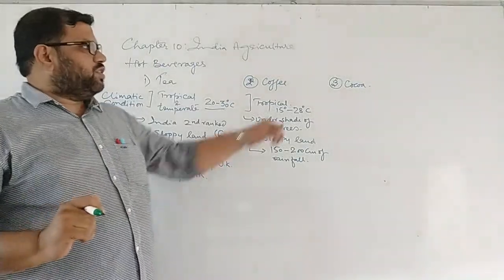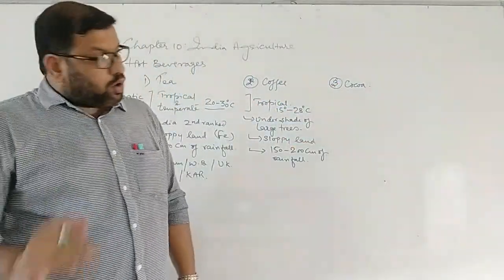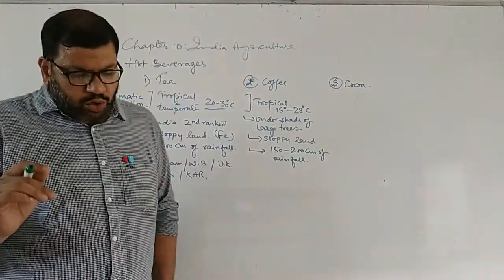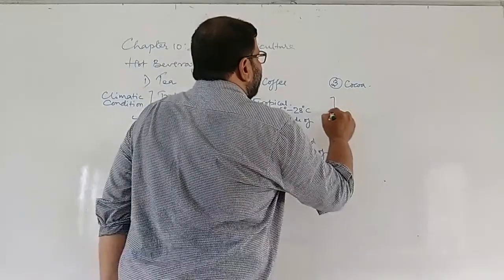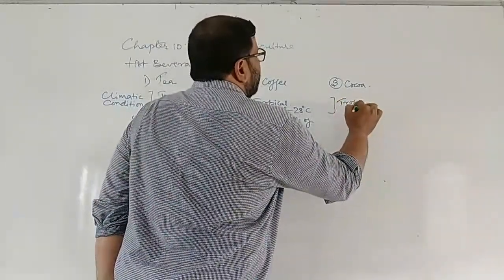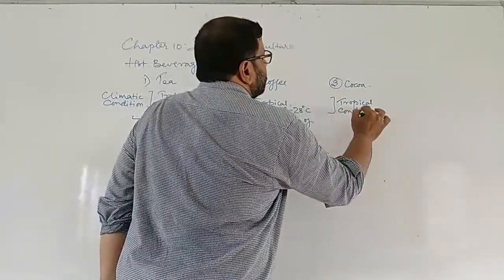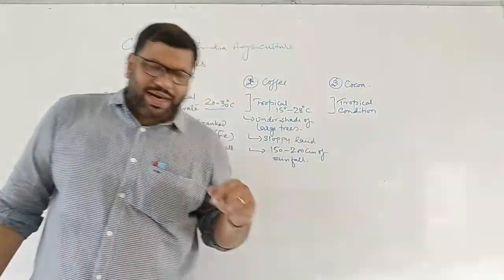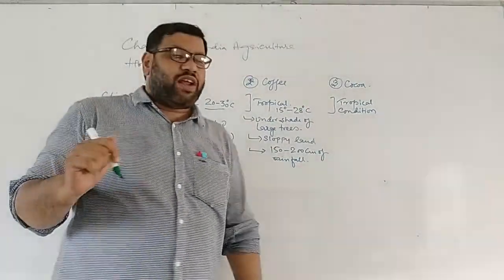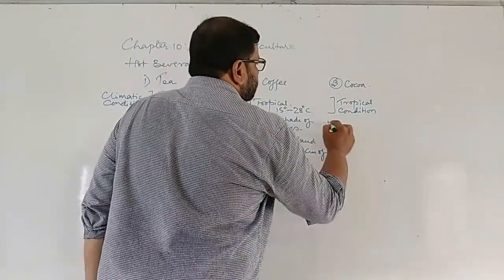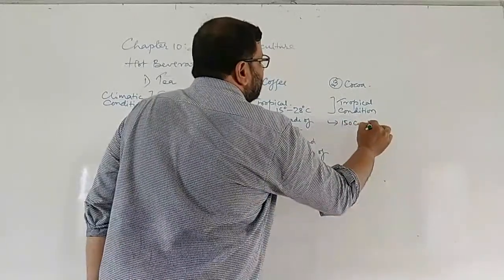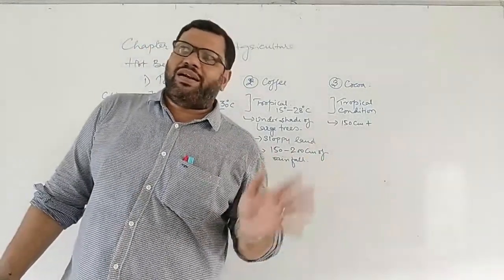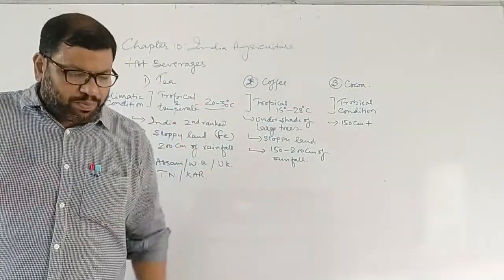Then comes the third one, which we talk about, the cocoa. Now cocoa is produced from the cocoa plant, and these cocoa plants require hot and humid, that means tropical conditions. When we talk about tropical conditions, obviously a higher temperature is required with excess rainfall. This excessive rainfall is 150 centimeters plus. Though it is not mentioned in the textbook, this is an average which we expect: annually 150 centimeters of rainfall falling in the area where cocoa plants are growing.